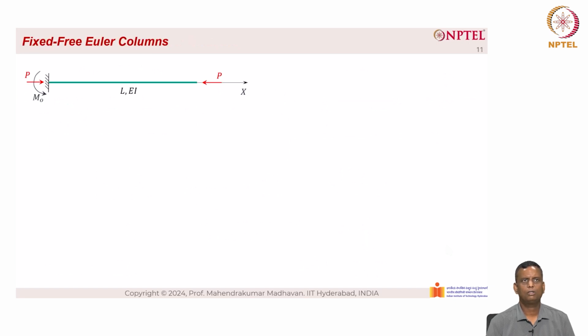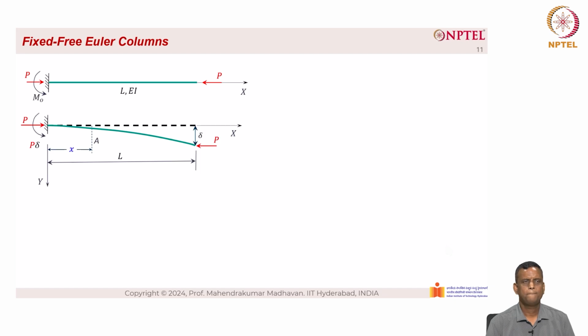fixed free Euler columns. So when we have one end of the column that is fixed and the other end of the column which is free, at the fixed end we have an end moment M naught acting. At the free end, we have an axial load P that is acting. The length of the column is L, the Young's modulus is E and the moment of inertia is I. The deflected shape is shown here, where when you apply the load, there is a lateral displacement delta at the free end of the column.